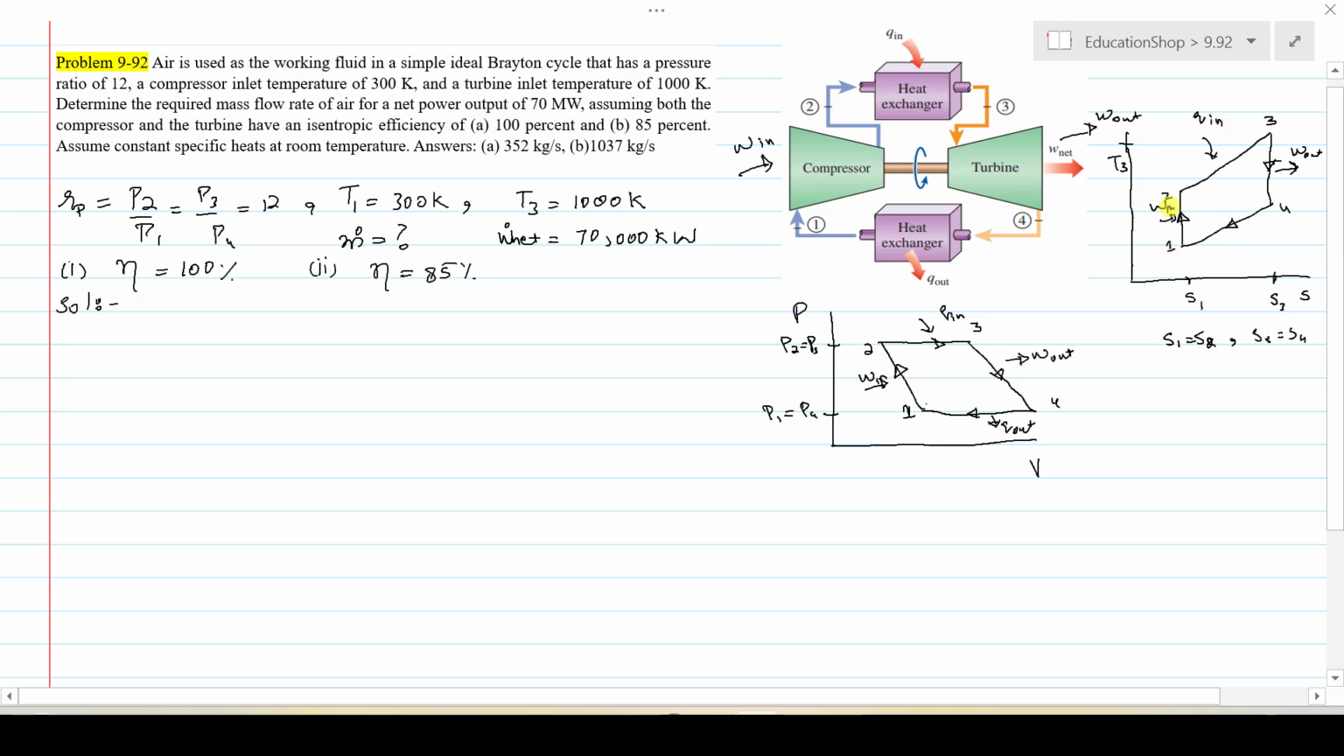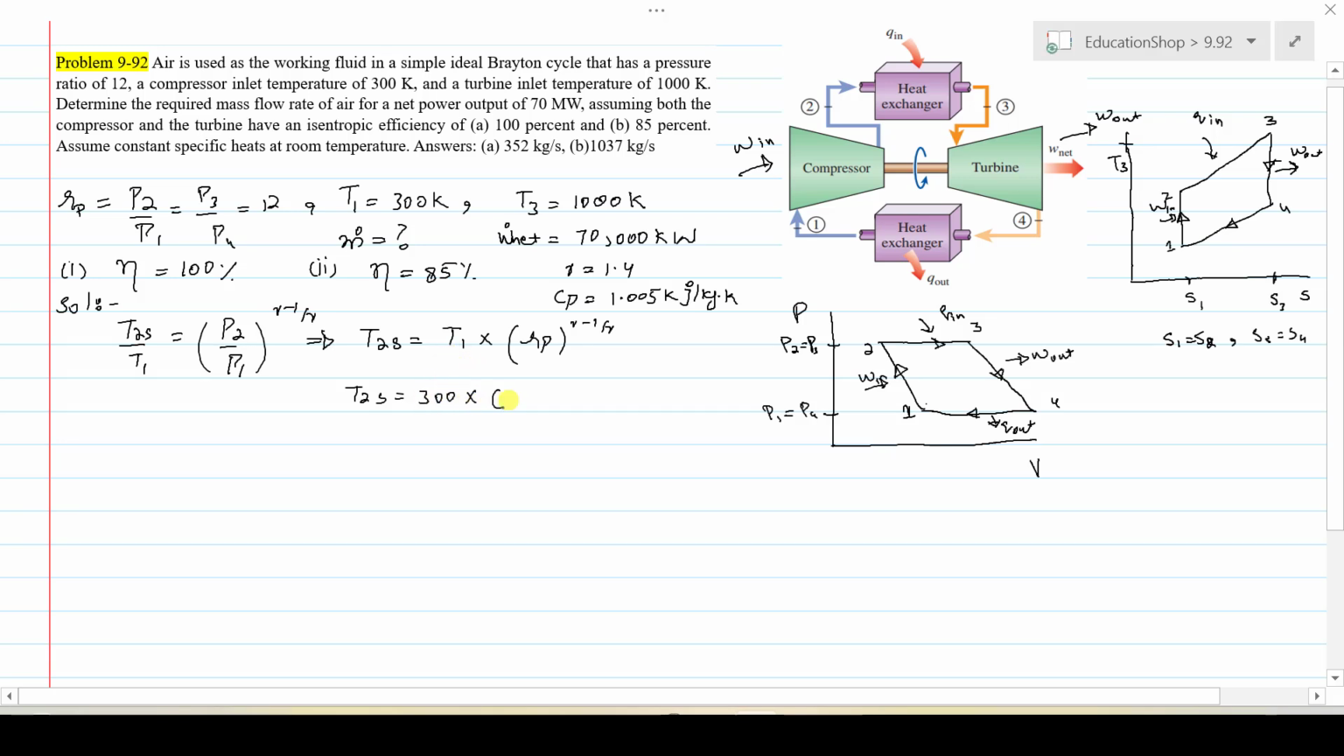Consider the process 1 to 2, that is isentropic compression. Then we can say that T2S divided by T1 is equal to P2 divided by P1 to the power gamma minus 1 divided by gamma. Remember, gamma value is 1.4 and the Cp value for air is 1.005 kilojoule per kg K. T2S equals T1 times the pressure ratio Rp to the power gamma minus 1 divided by gamma. Now just simply enter the values and solve on the calculator, and you will get 610.2 Kelvin.